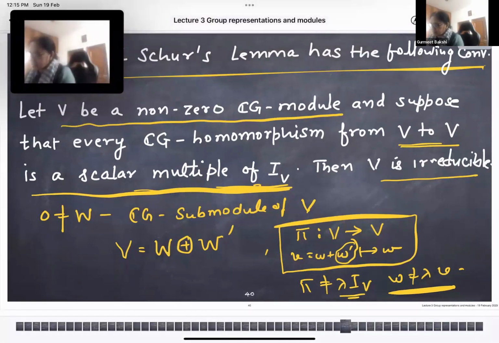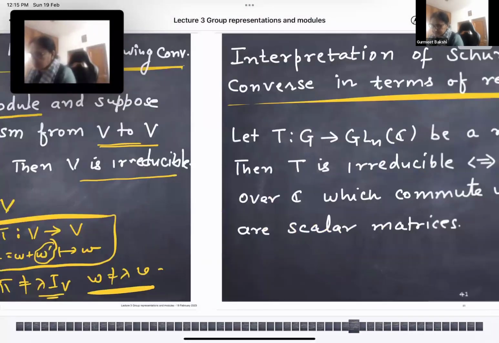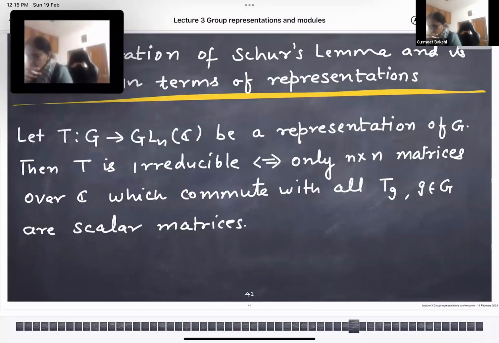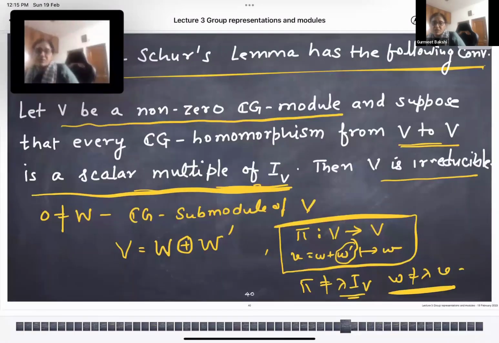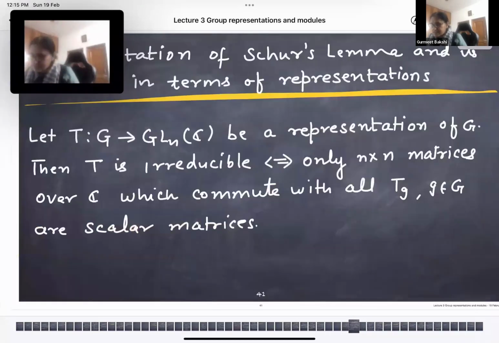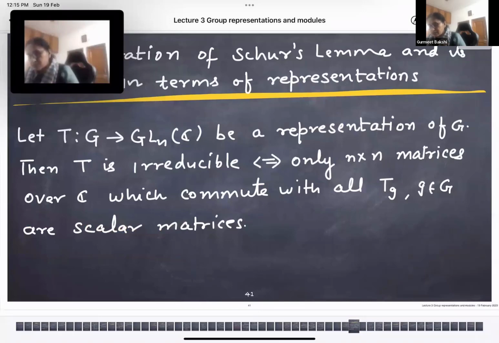And so regarding the converse, one can say like this. What does it tell you on representations? It tells you that if you take a representation of G, suppose G to GLnC is a representation of G, then it tells you about the irreducibility of modules. The irreducibility of modules is connected with the irreducibility of the corresponding representations. So what does it translate into? The irreducibility of the corresponding representation.